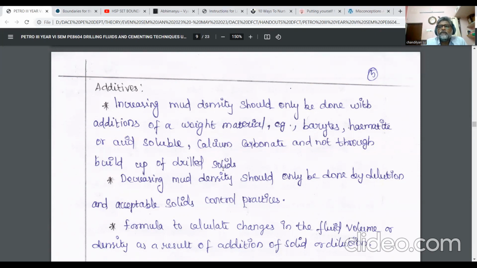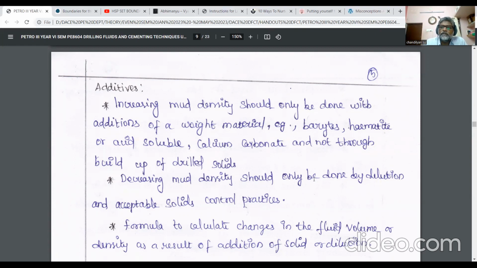When you want to add weight, better choose a weighting material: barite, hematite, calcium carbonate. Do not add solids. What we call solids is cuttings. If you keep on adding the cuttings, then it will be too much solids and you cannot play with it. So if you want to decrease the mud density, what is the only option?